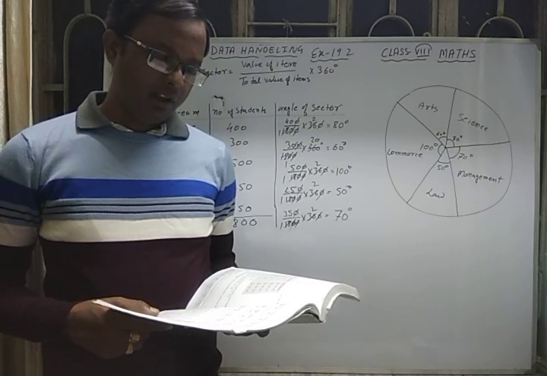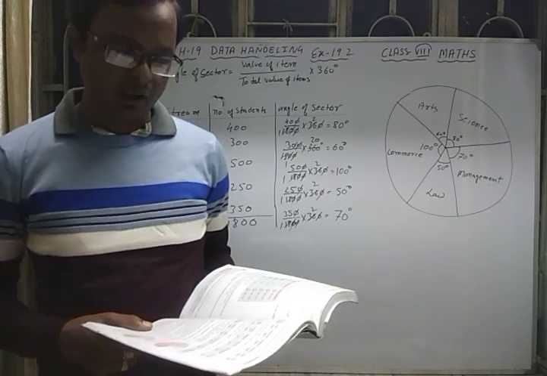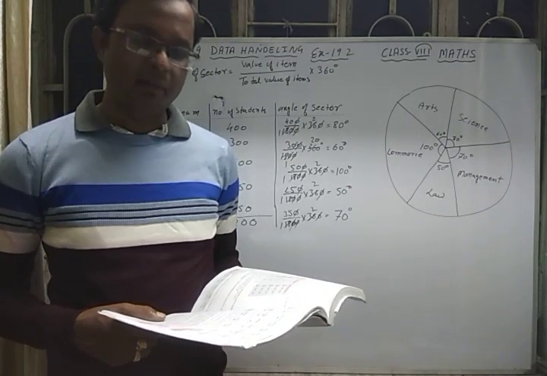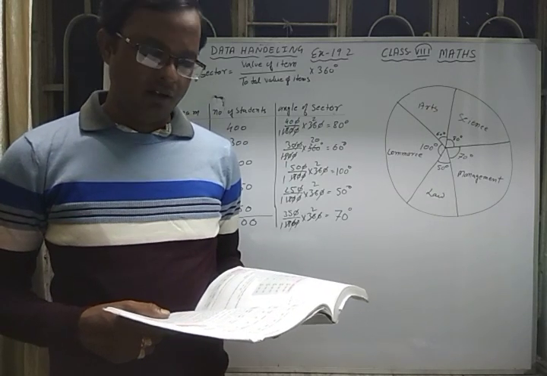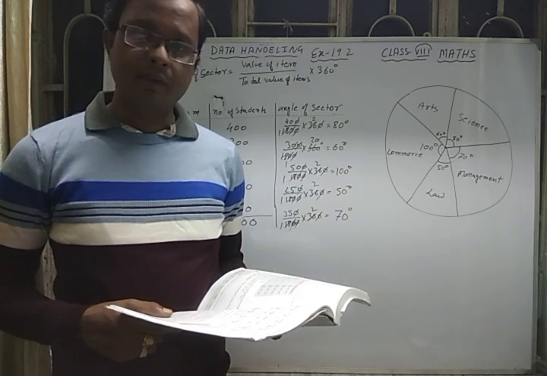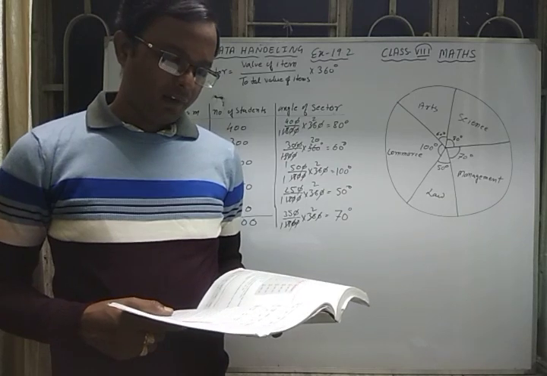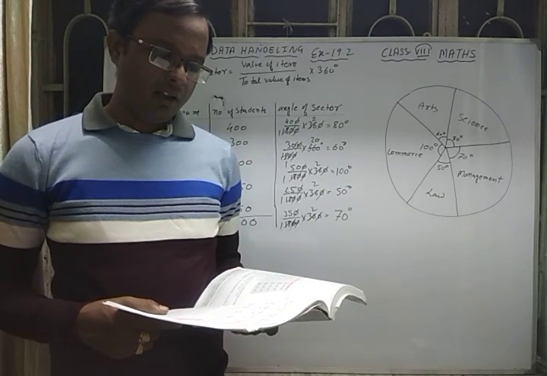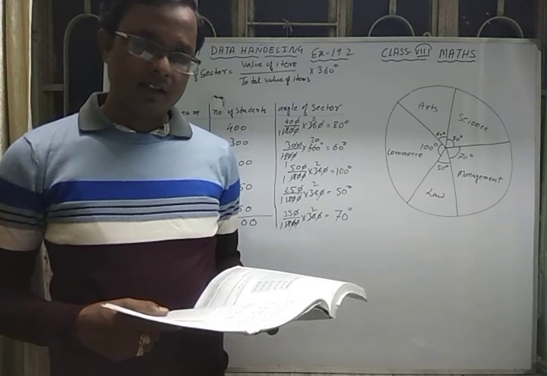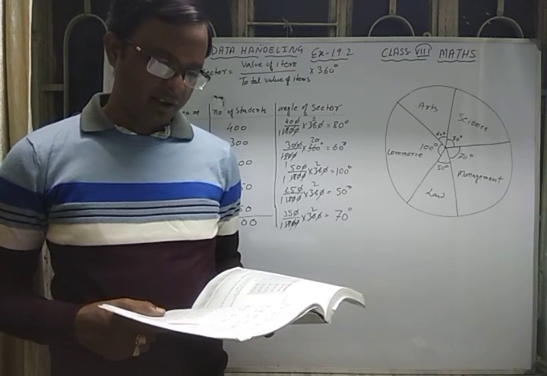How much percent more is spent on hockey than tennis? That means we have to find the percentage of hockey and the percentage of tennis also. So hockey is 75 by 360 into 100. When you calculate, you will get the answer. Same way, tennis 50 by 360 into 100, we will get the answer. So in this way, you have to calculate the percentage frequencies, and you will get all the answers from this pie chart.